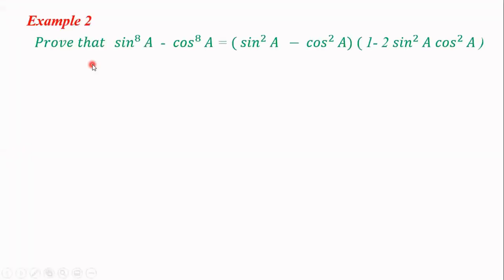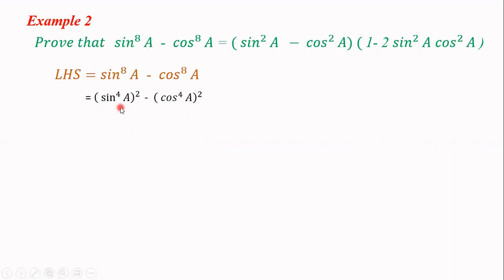Example 2. Prove that sin^8 A minus cos^8 A equals sin^2 A minus cos^2 A, 1 minus 2 sin^2 A cos^2 A. To prove this identity, we are starting from the left hand side, sin^8 A minus cos^8 A. The first term, sin^8 A, is expressed in the form of the square of sin^4 A. Similarly, the second term cos^8 A is also expressed as the square of cos^4 A.